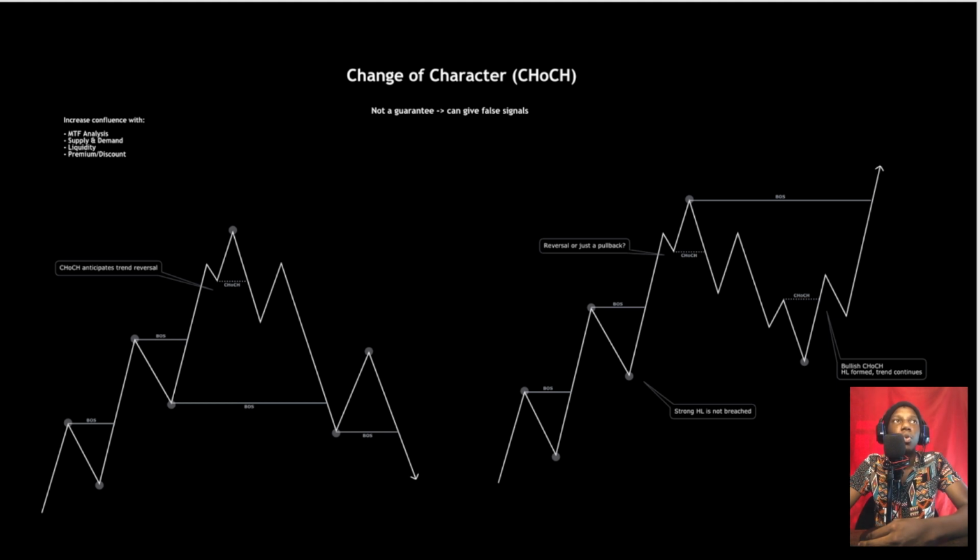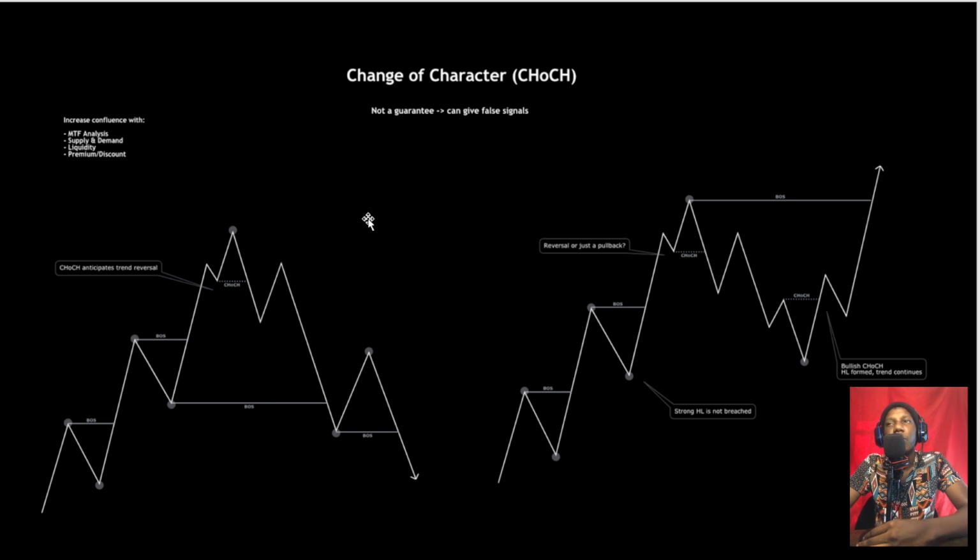Okay, so now when you're seeing change of character, it's not a guarantee, it can also give you a false signal. So what do I mean by that? You might see that price made a high, low, high, low, high. So what you're looking for is change of character, so that you can take it here, because you saw this as the low, so that you can take it all the way up here, right?